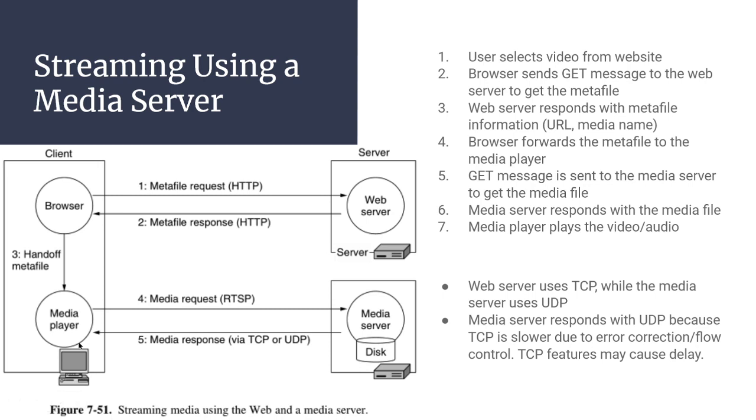Web servers typically will use TCP, while the media server will use UDP. And the main reason for this is because TCP is a little bit slower, which is not good for streaming. The reason for this is that its error correction, flow control, and these features will cause delay, whereas UDP does not have these features, so it's generally much faster.